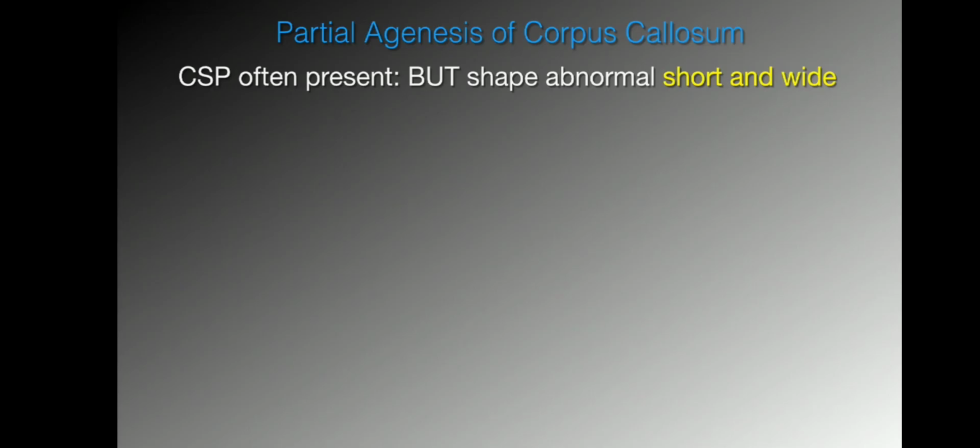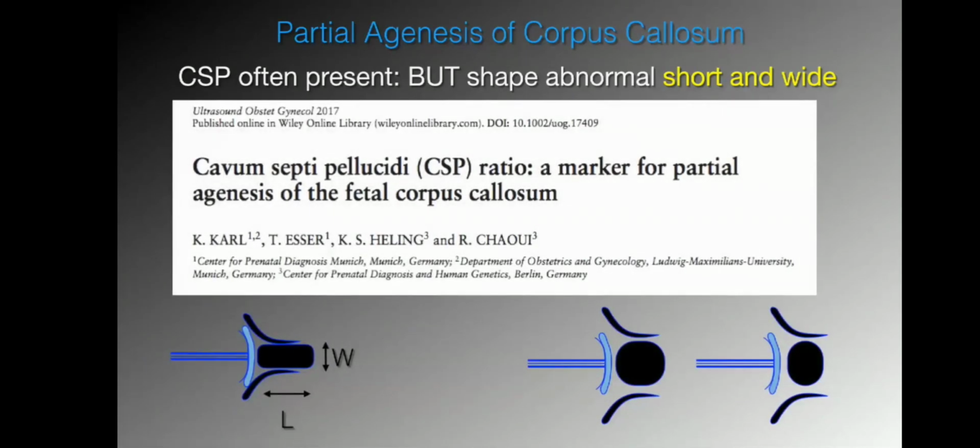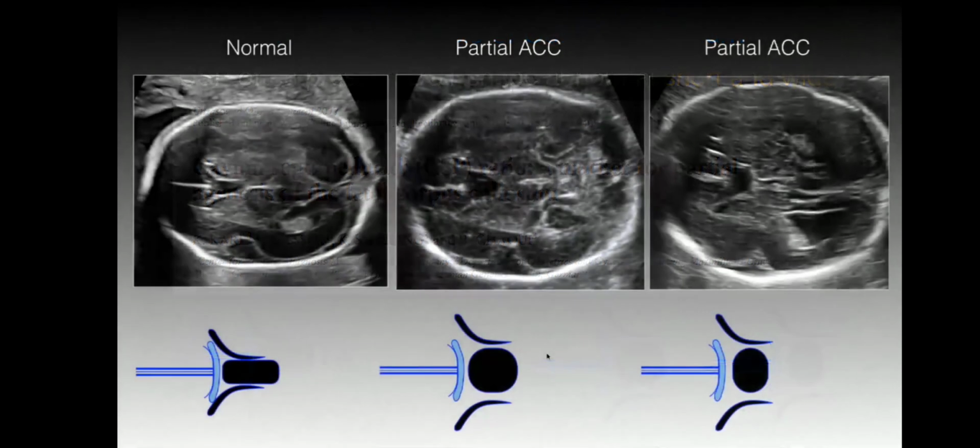One or two years ago, there was a paper published by Shen and co-workers who described that the width is larger than the length. We ran a study measuring the length of the cavum septi, the width of the cavum septi, and constructing a ratio out of these. You see under normal conditions how it looks, but here it is more circular, and the ratio is shifted in partial agenesis in this condition.